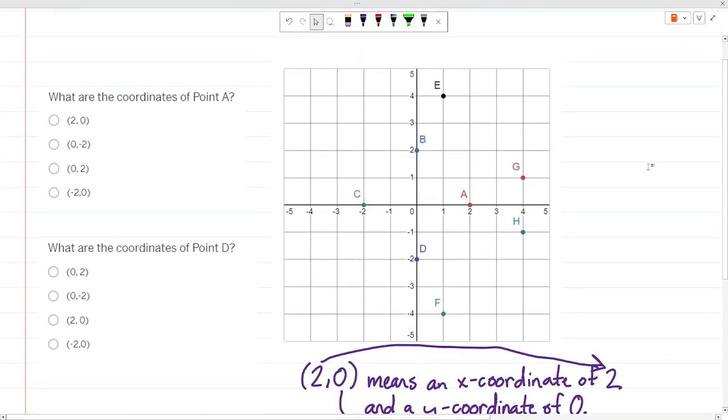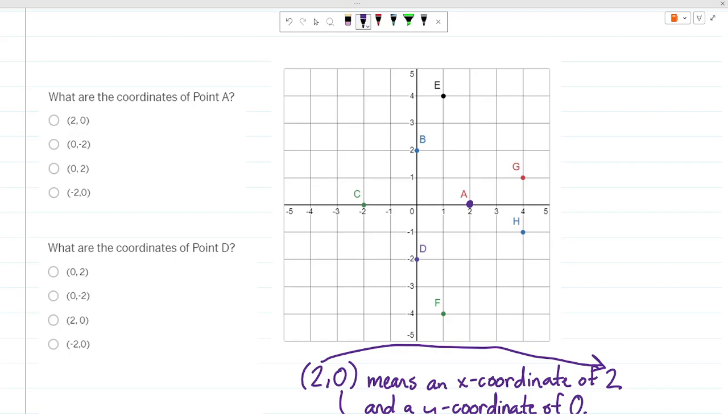It says, what are the coordinates of point A? Be careful here, because your options for where the point is are going to be in a different order. You can't just rely on the order here. If I pick the third one, you wouldn't necessarily also pick the third one. You have to read the points. So let's find point A on the graph. Here it is.